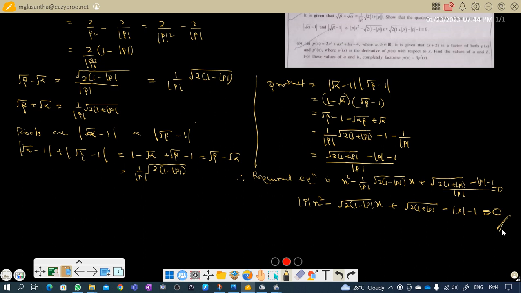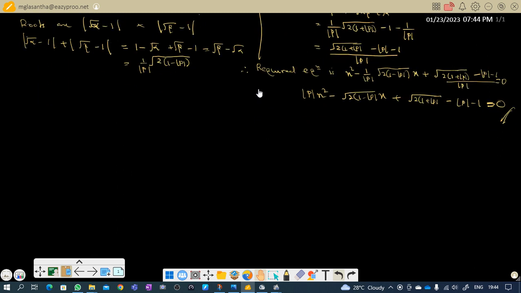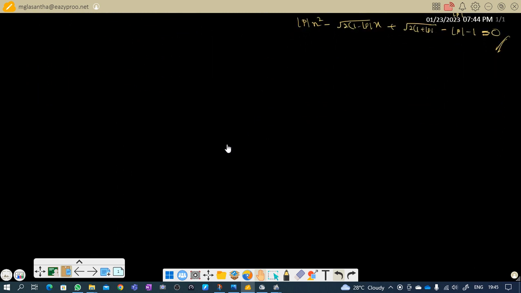Okay. So this is the quadratic equation part of this sum in today's exam, right? If you take part B, now you are given that p of x, a cubic polynomial, is given, right? A cubic polynomial is given.